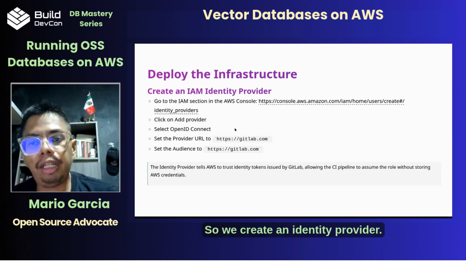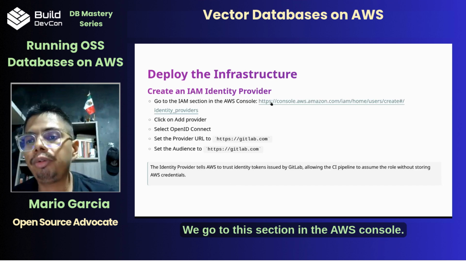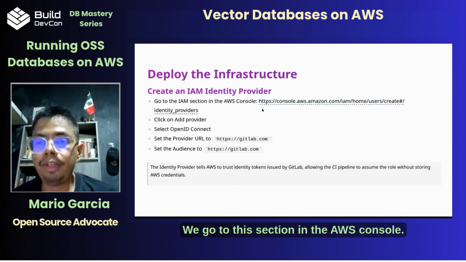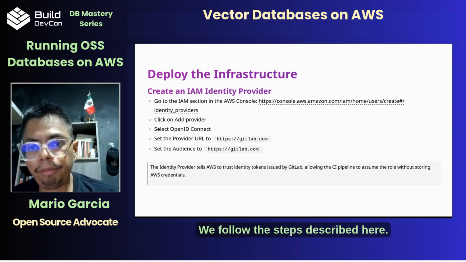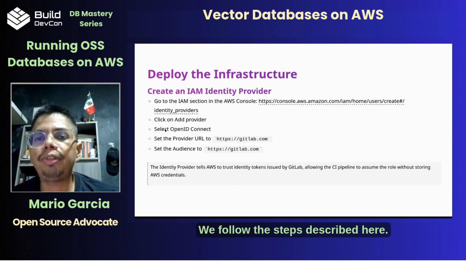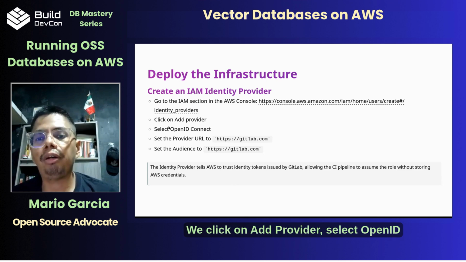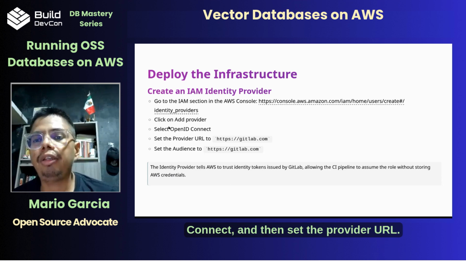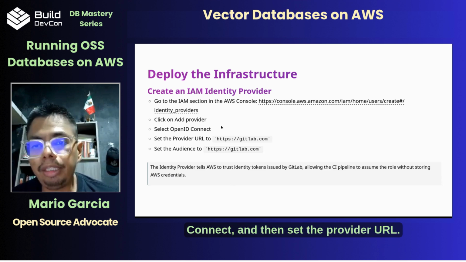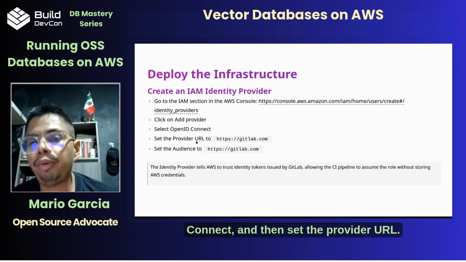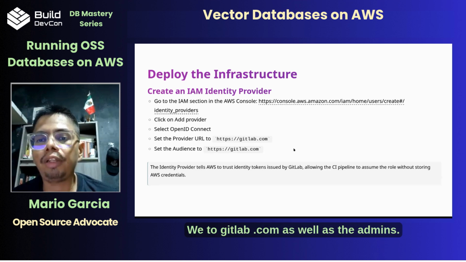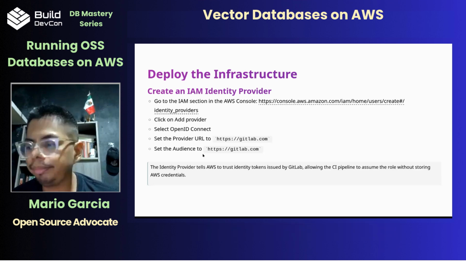So we create an identity provider. We go to this section in the AWS console. We follow the steps described here. We click on Add Provider, select OpenID Connect, and then set the provider URL to gitlab.com as well as the audience.